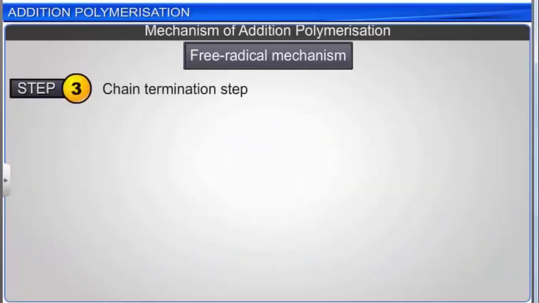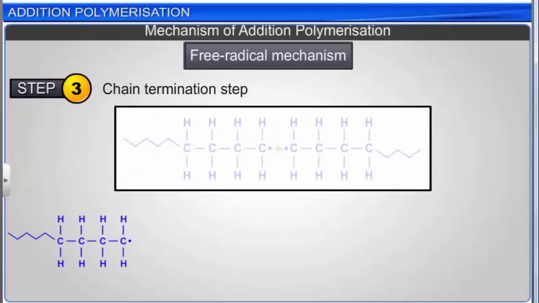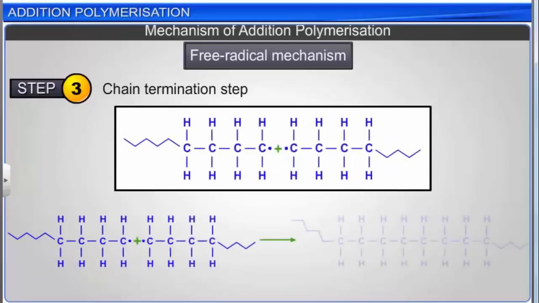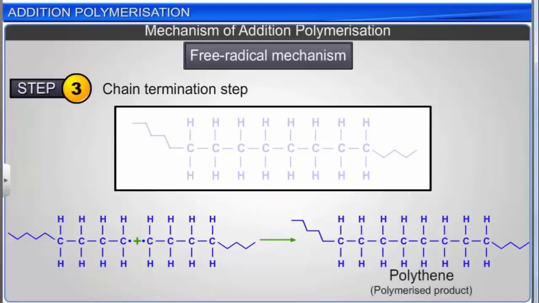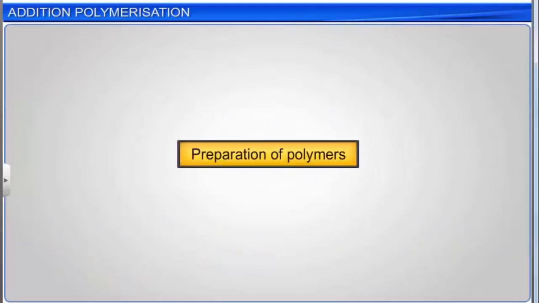The polymerized product forms in the last step of the reaction, the chain termination step. Eventually, chain termination occurs when the product radical combines with another free radical chain and results in the formation of the polymerized product. The formation of polythene is shown here. Let us now look at how some important addition polymers are prepared and their uses.